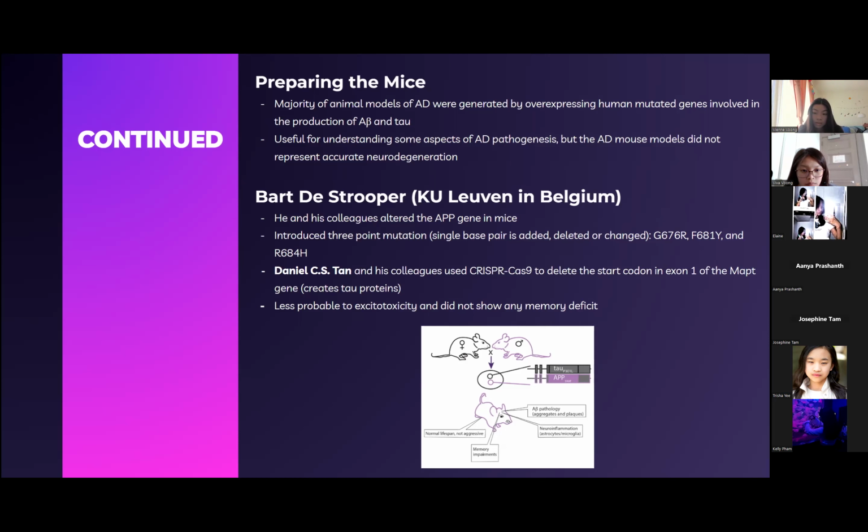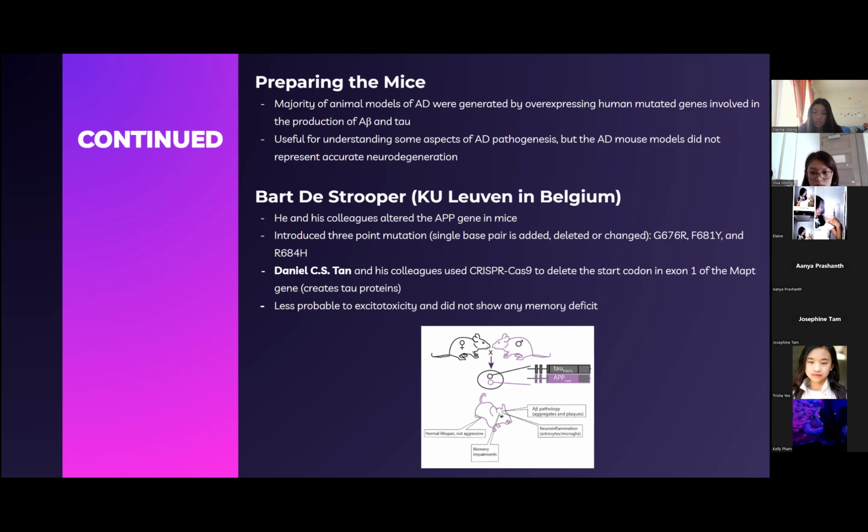So Bart De Strooper, a molecular biologist based at KU Leuven in Belgium, and his group used CRISPR to make mouse and rat models of AD, and they altered the APP gene in mice so it would represent the version of the gene found in human AD patients. And this was done through introducing 3-point mutations: the G676R, F681Y, and R684H. And in doing so, they generated humanized animal models that will be useful for studying APP processing and unveiling new mechanisms of disease pathogenesis.